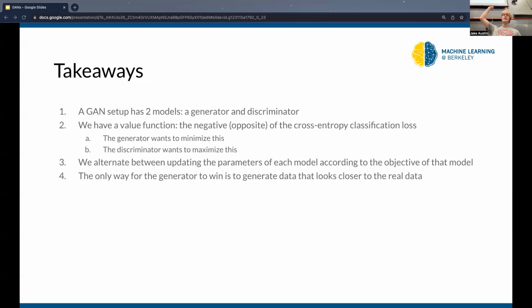So big high-level takeaways. We have two models, a generator and a discriminator. We have a value function that corresponds to negative cross-entropy loss, which is to say it corresponds to classifying very well. The generator wants to minimize it. The discriminator wants to maximize it. They're going to be competing against one another, and we're going to alternate between updating our discriminator and updating our generator, back and forth. The generator wins when its data looks real. The discriminator wins when it's able to correctly decide what is real and what is fake.